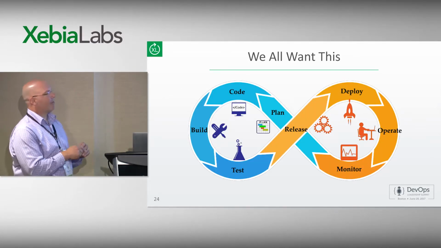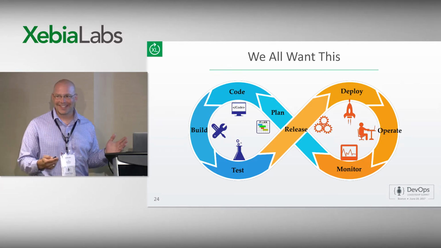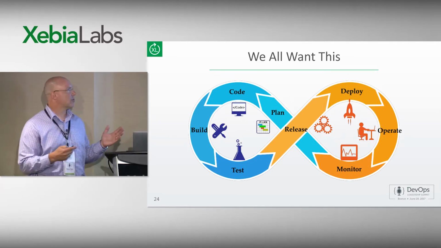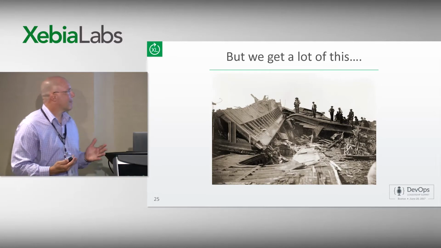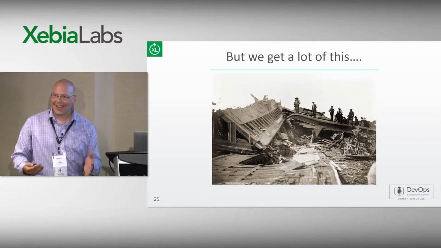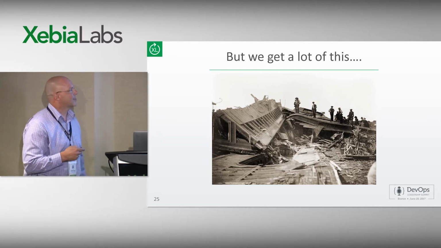They come to us and everybody wants the picture of DevOps, right? This is what DevOps should be. Do you ever notice that most of the time when we implement DevOps, this is what we get a lot of, right? And it's not because people aren't trying, right? People are trying to make positive changes.